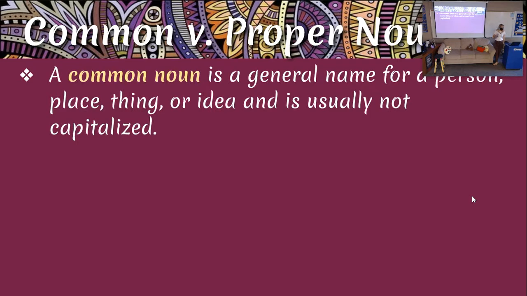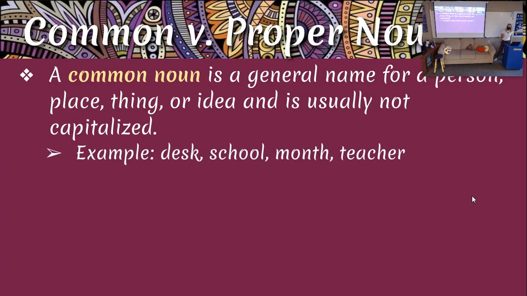A common noun is just a general name for a person, place, thing, or idea that is not capitalized. Examples of common nouns would be desk, school, month, or teacher. Notice they're not capitalized. Common nouns name something, but they're not capitalized.